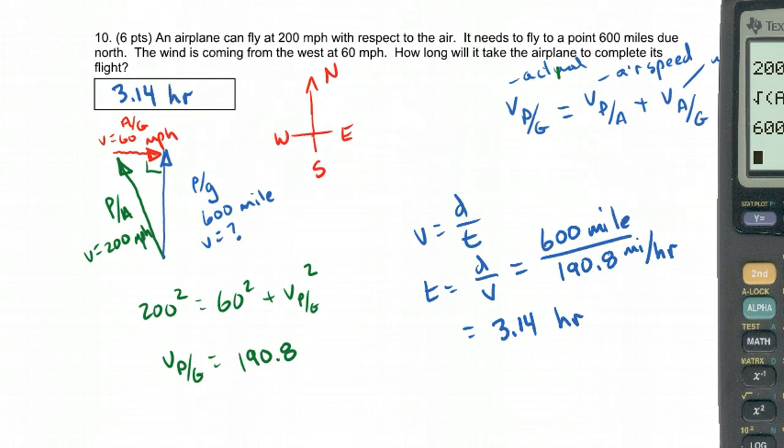Again, this is the key. This equation right here is the key to getting the correct vector diagram, head to tail: plane with respect to air, and air with respect to ground. It's going to give us plane with respect to ground, and then we need to be careful with the angles in the geometry.